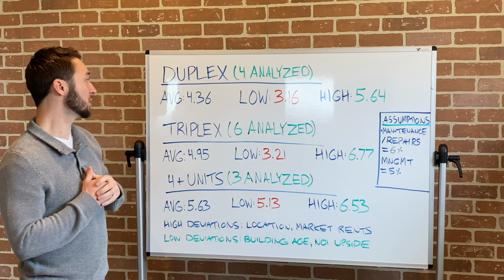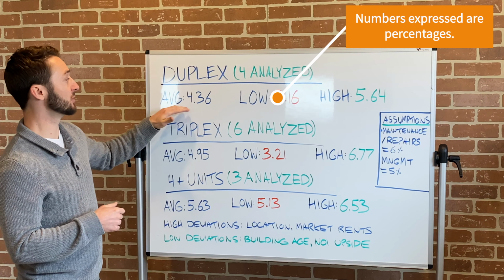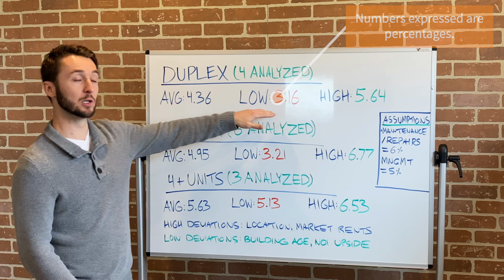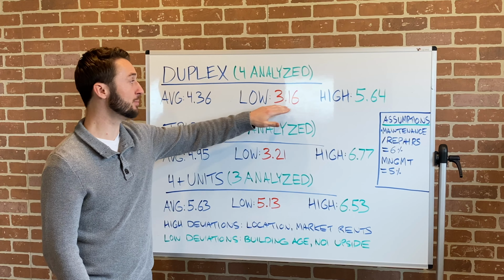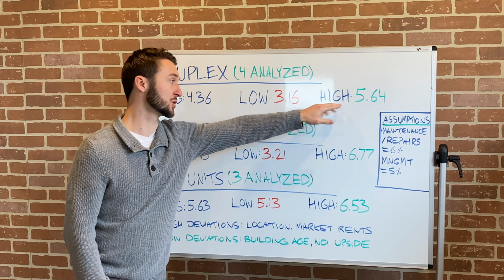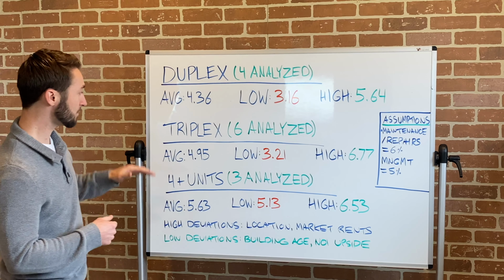We analyzed 4 duplexes. The average cap for duplexes was 4.36. The low figure in that pile was 3.16, and the high was 5.64.